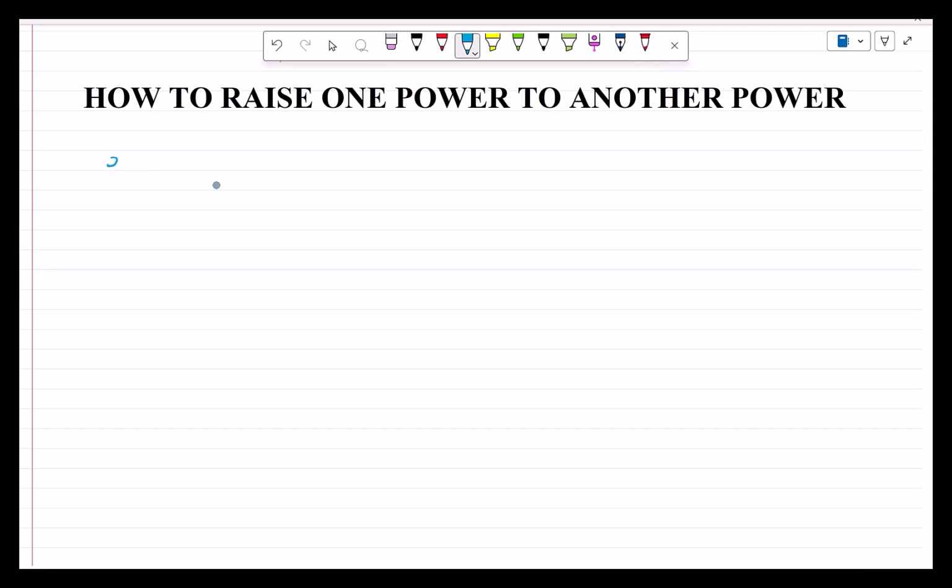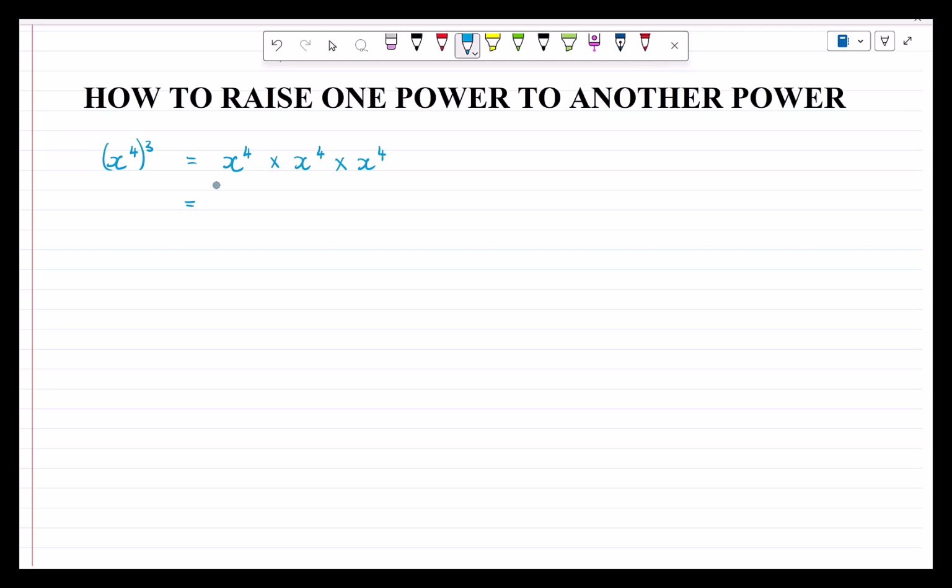What I mean by this is we have x to the power of 4, then we have another power outside the bracket. And what this means is we're saying x to the power of 4 is going to multiply by itself 3 times. In other words, we have x to the power of 4 times x to the power of 4 times x to the power of 4.